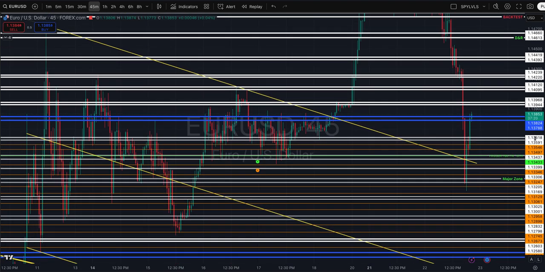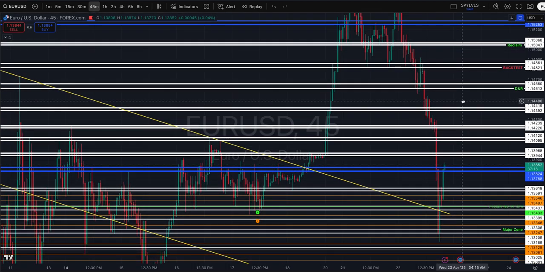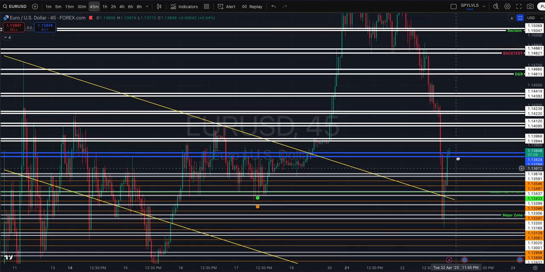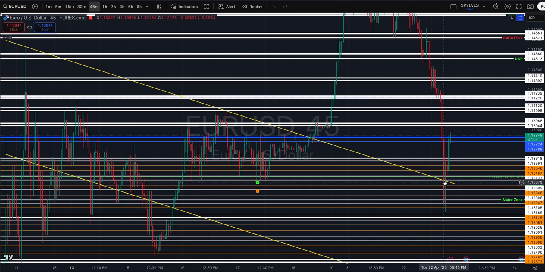First things first, just want to mention I'm on a 45-minute chart. I have not finished the levels yet, but I have started the basis of it. I've mentioned in the past that I would love to see a backtest of this bull flag, and that's exactly what we got. Then we also got a backtest of this major zone. We got a dip and recovery of that.